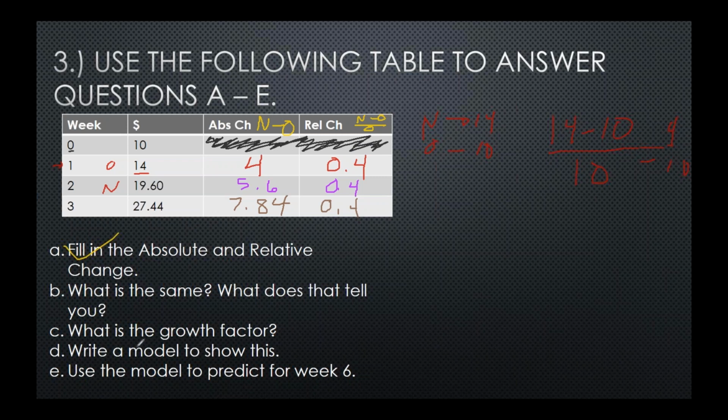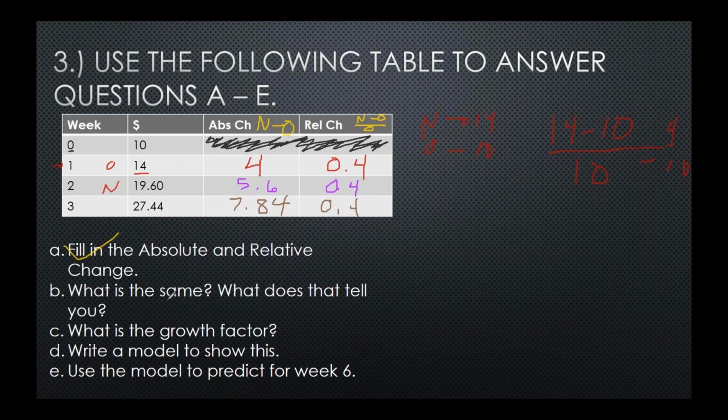Relative change is the same, absolutely. And that's really what we're looking for. Are either one of these columns the same? Now, before we get into relative change is the same, and what does that mean, I want to talk about absolute change. Notice that absolute change, this goes back to section 23 and 24. Absolute change is a number, right? 4, 5.6, 7.84, those are actual numbers.